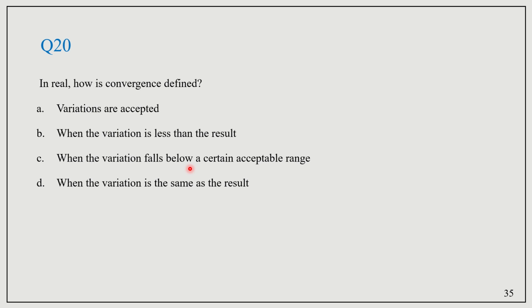In the last problem also we have seen that between two consecutive iterations, if the variation is less, we say it is convergent. That variation is less than this, less than that; we are giving a certain acceptable range. So that is how we define it. So option C is the right answer. And looking at option D, again it is variation same as the result. We cannot compare variation with the result, so it is false. Option C is the right answer.